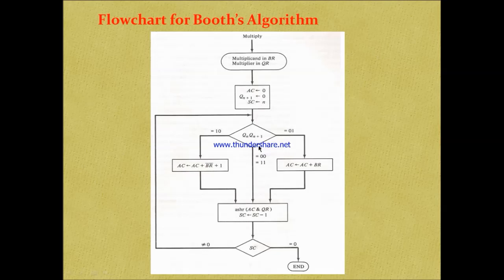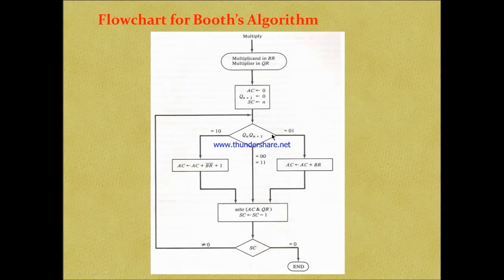Now first we have to check. This is the conditional operator. First of all we have to check Qn and Qn plus 1. We know that there are 4 conditions: either 0 0, 0 1, 1 0 or 1 1. So if it is 0 1, these 2 bit values are 0 1.